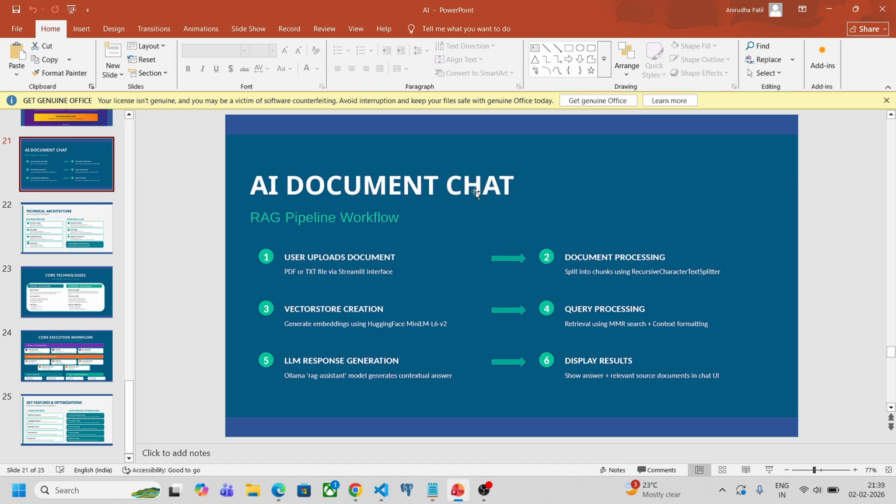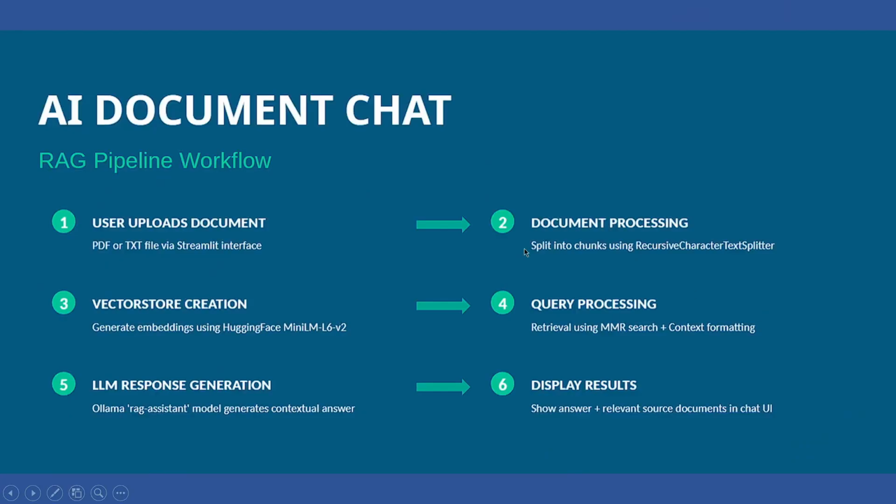Today we are going to look into AI document chat, basically a simple RAG application which we are going to build as a prototype, which you can scale at a later point in time if you find something interesting. So how does this application work, or what is the workflow of this application?